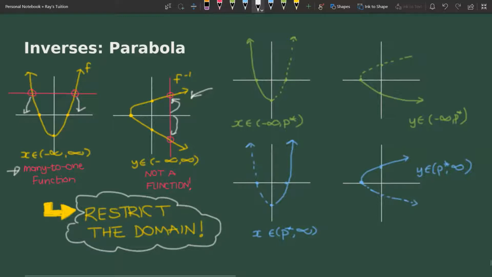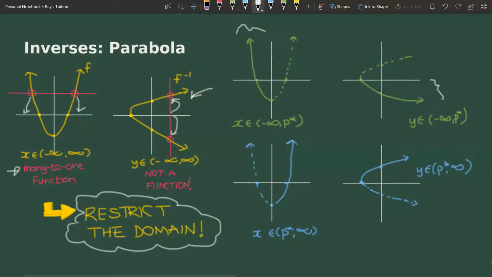And where do we cut it in half? We cut it in half on the axis of symmetry. So for this graph over here, we can have two options. We can take the negative part of the parabola, and then the inverse now is a function, as if we had to do a vertical line test. It cuts at each place only once, and that would be if we took the one half.